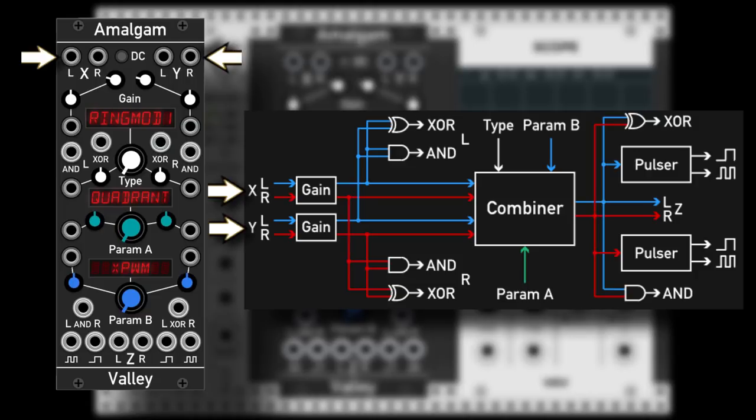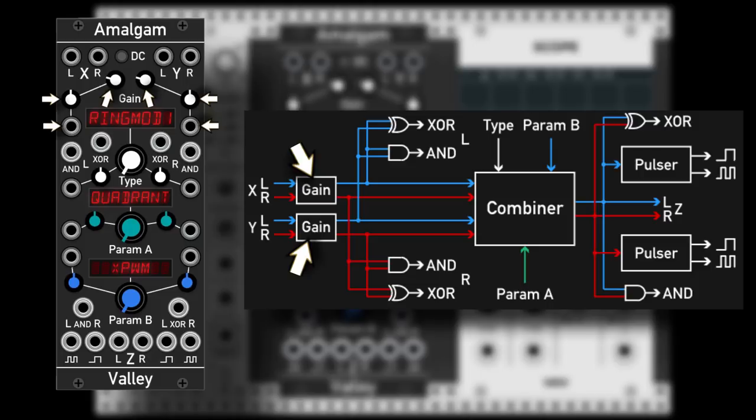We have two stereo inputs, X and Y, and the left input of each section is normalized to the right input, so if you're using a mono signal, it will be sent also to the right channel. We have gain control for both sections with dedicated CV inputs and attenuverters. From there, each section is going to the combiner, but also to four logic gates, two for the left inputs and two for the right, an AND logic and an XOR logic.